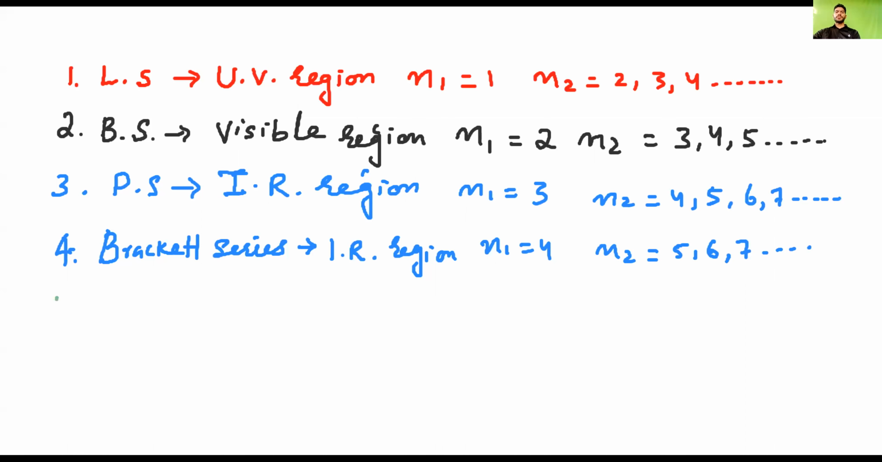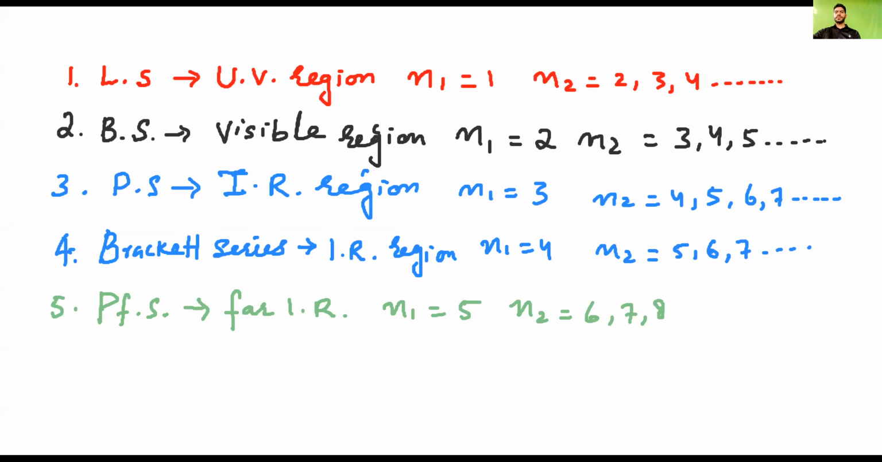Similarly, the next is your Pfund series. It lies in the infrared region. Here n1 value is 5, and n2 value is 6, 7, 8, etc. Next is the Humphreys series, and it lies in the very far infrared region. So except the first two, all others lie in the infrared region, and here n1 value will be 6, and n2 value will be 7, 8, 9, etc.